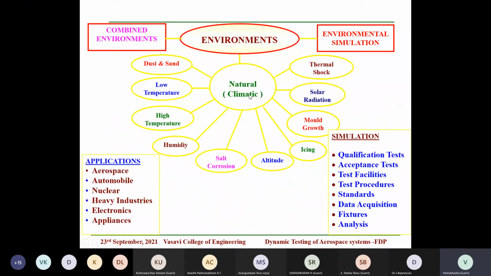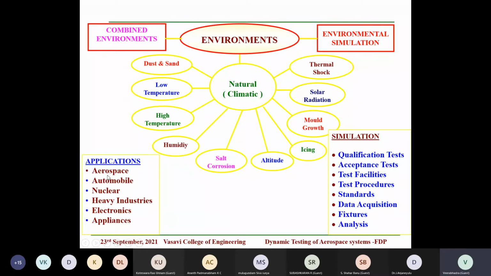Other natural environments are listed here. They range from thermal shock, that is, whenever any aircraft goes from one altitude to another in a small time, we get thermal shock, and when some systems are exposed to the outside sun, we get solar radiation, and due to fungus and mold growth, and many other operational or storage requirements. Where are these used?